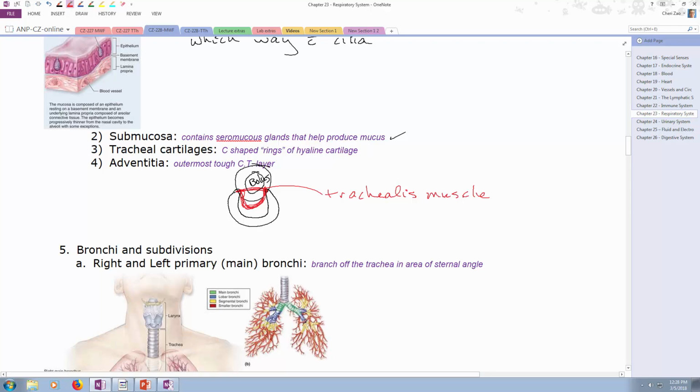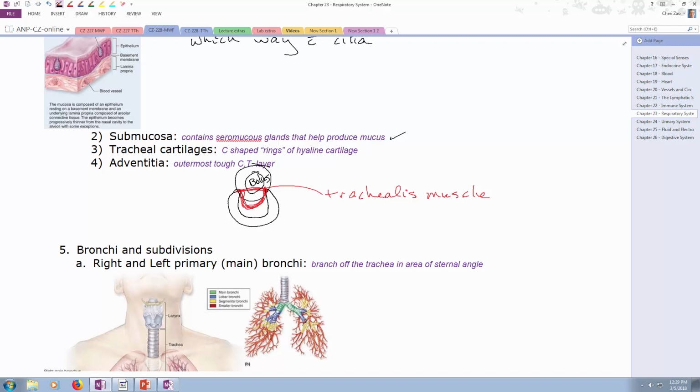After the bolus of food moves down, what does the trachealis muscle then do? It contracts and then reestablishes the patency of the lumen of the trachea. So this is another really unique and very effective way to ensure that you're supposed to stop breathing whenever you swallow food. And so then once the swallowing is done, the trachealis muscle contracts, and then you actually have a patent airway again.